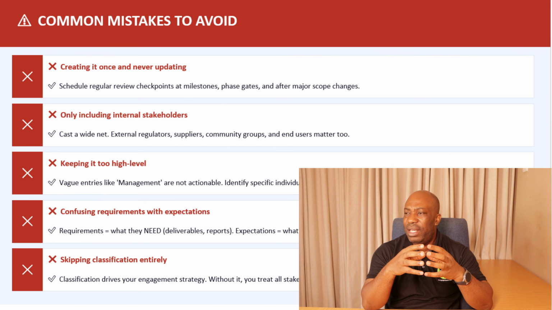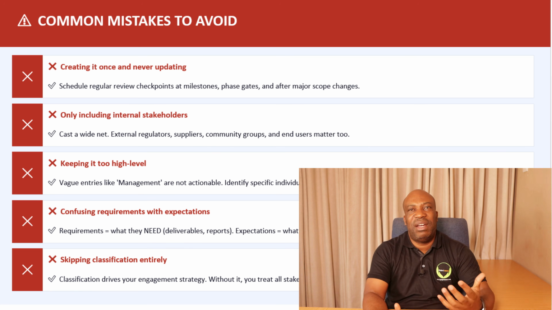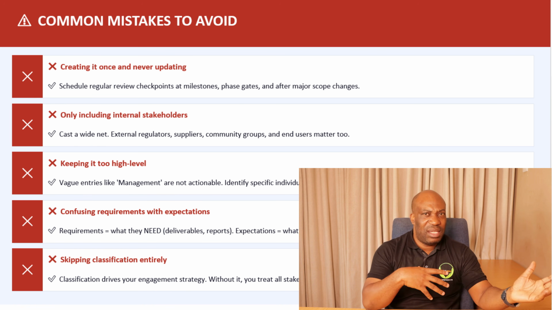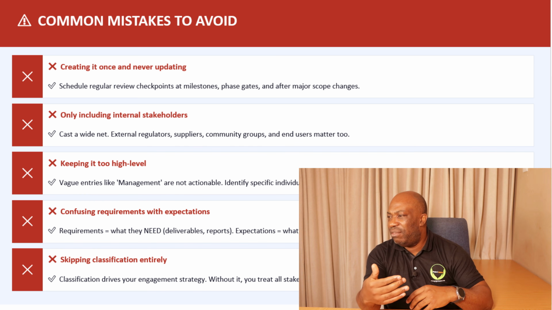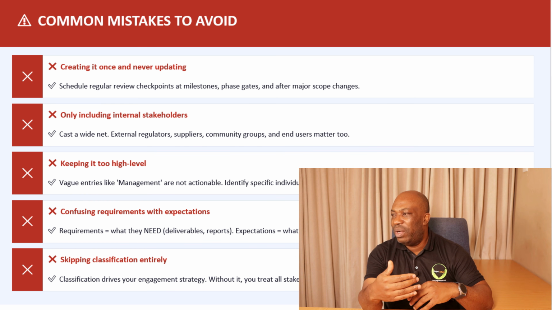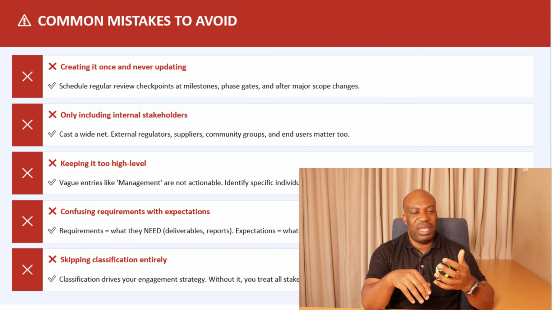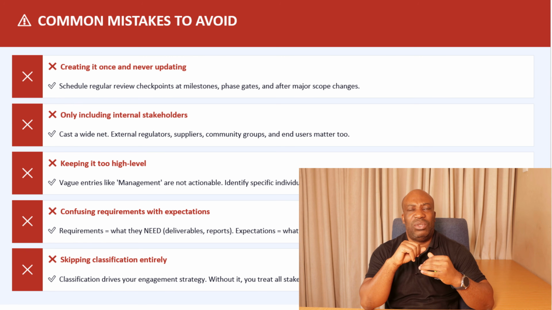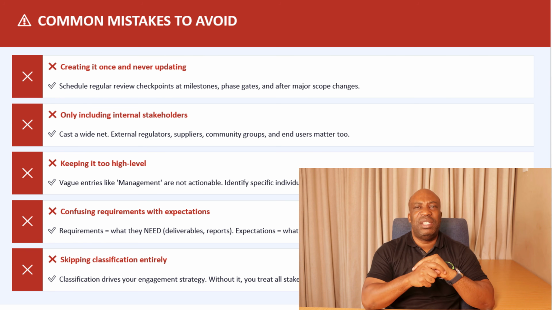Then the fourth one is confusing requirements with expectations. Requirements, by definition, are what they need, such as deliverables or reports. That's an example. So don't confuse requirements and expectations. You also have expectations as to what they assume will happen. For example, they expect you to have zero defects. They expect you to have a return on investment within 12 months.